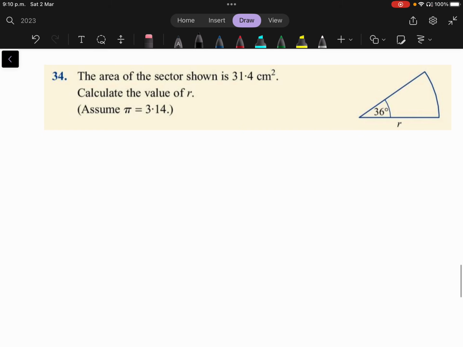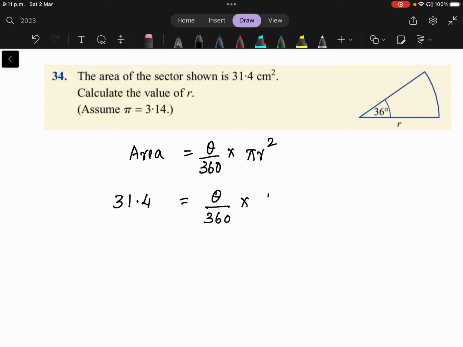Now we move on to area of the sector. So area of the sector, you have that in the formula book, which is theta over 360 times 2 pi, sorry, area is pi r square. So you have this in formula book, theta over 360 pi r square. So in this case, area is given as 31.4, that is equal to theta over 360 times pi times r square. Theta here is 36.